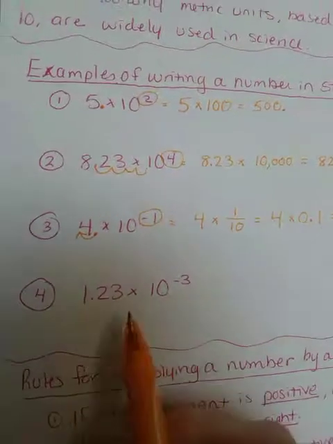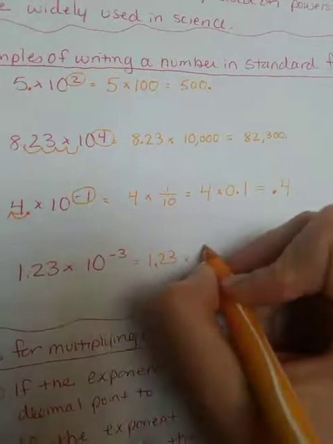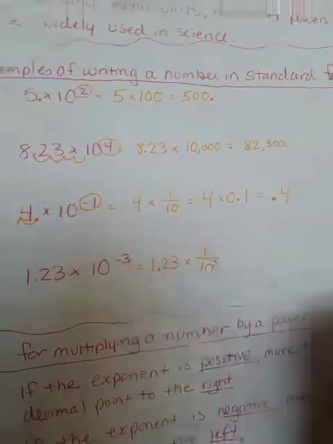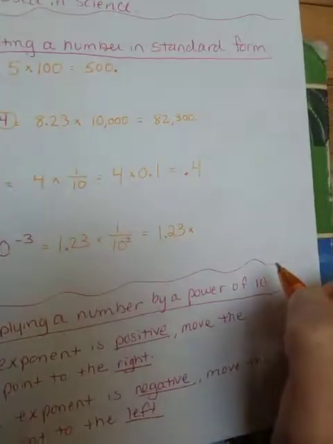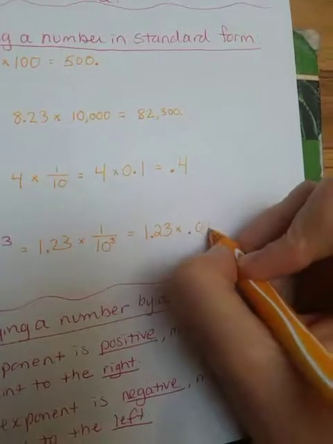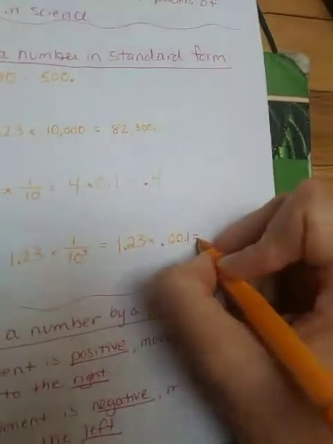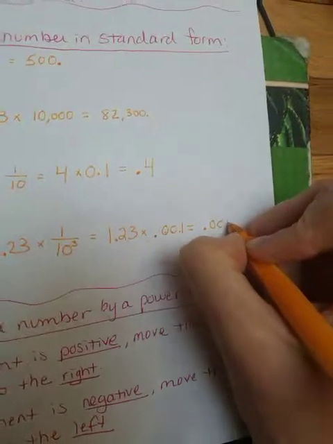One more negative, and then we'll summarize what we're seeing here. 1.23 times 10 to the negative 3. This is 1.23 times 1 over 10 to the third, based off of everything we just did with negative exponents. And again, for those of us who like decimals better, 1 over 10 to the third, that's 1 over 1,000, which is 0.001: tenths, hundredths, thousandths. And if you multiply those together, you get 0.00123.